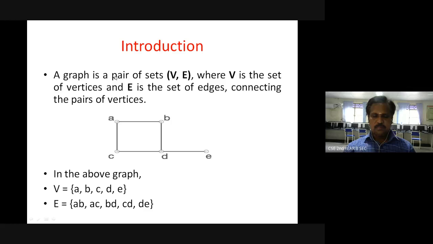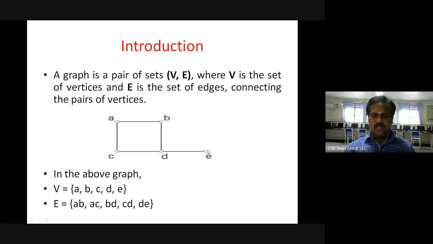Here is also an example for a graph. A graph is a pair of sets; it is also the definition for a graph. It consists of vertices and edges. V denotes vertices, E denotes the edges. Sets with vertices and edges, where V is the set of vertices and E is the set of edges connecting the pairs of vertices. A, B, C, D, E are all vertices. There is a path between A to B, A to C, C to D, B to D and D to E. These are all called edges.